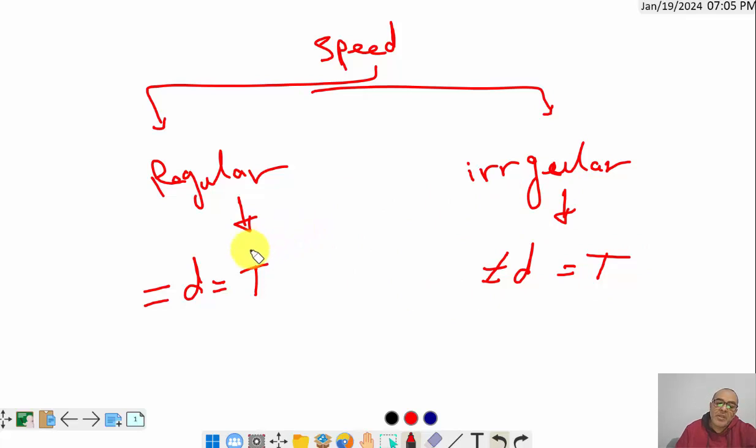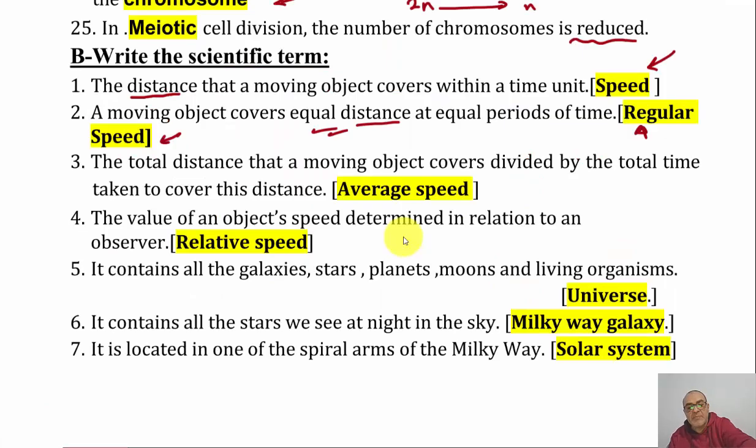Again, regular is when the body covers equal distance in equal intervals of time, but when the body covers unequal distance in equal intervals of time, we call it irregular. Let's go back to the question here. It said the body covers equal distance in equal periods of time, so it is regular speed.